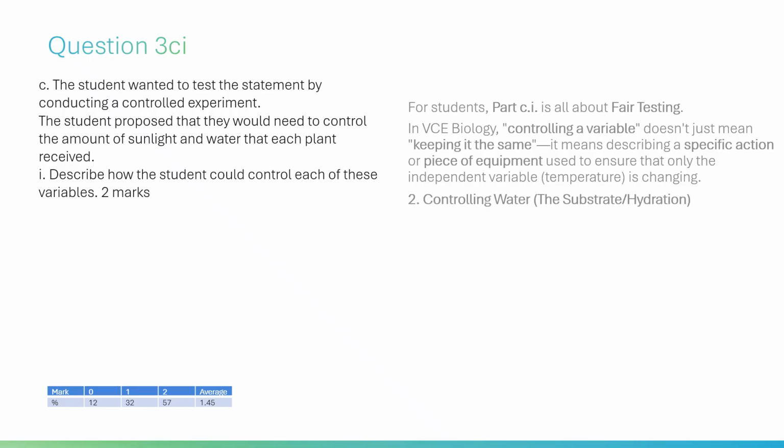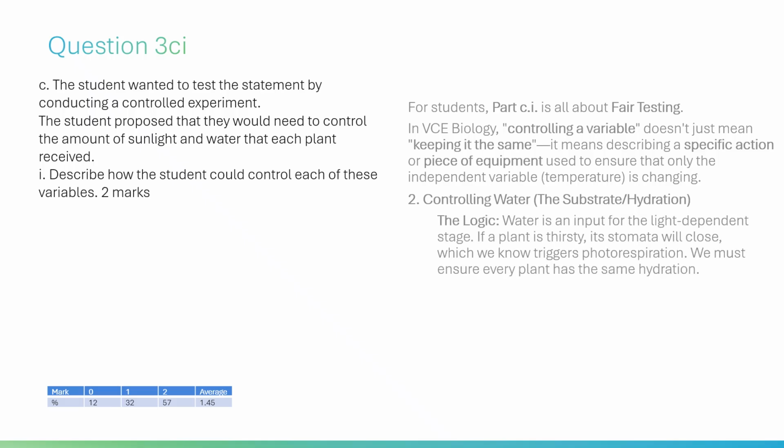2. Controlling water, the substrate, hydration. The logic: water is an input for the light-dependent stage. If a plant is thirsty, its stomata will close, which we know triggers photorespiration. We must ensure every plant has the same hydration. The method: use a measuring cylinder to provide a fixed volume of water, e.g., 50 milliliters, to each plant.